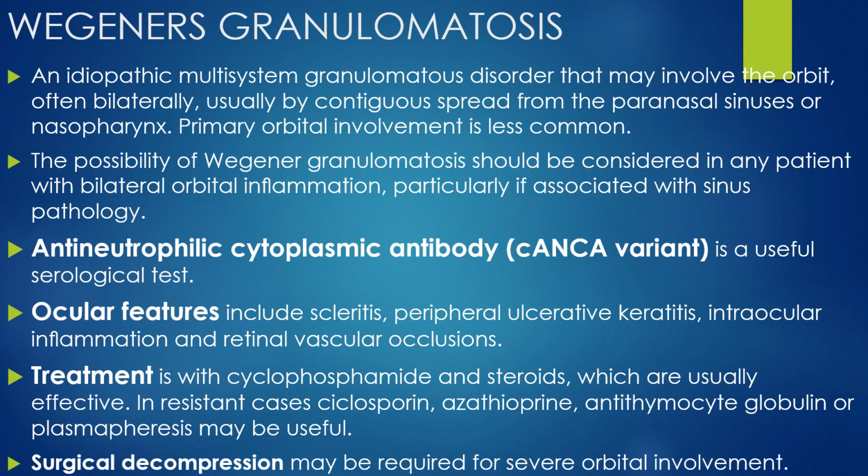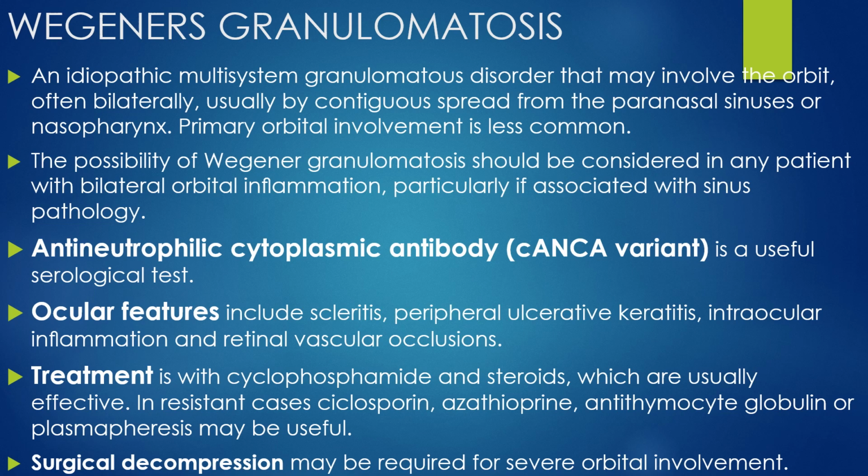Wegener's granulomatosis is an idiopathic multisystem granulomatous disorder that may involve the orbit, often bilaterally, usually by contiguous spread from the paranasal sinuses or nasopharynx. Primary orbital involvement is less common. The possibility of Wegener's granulomatosis should be considered in any patient with bilateral orbital inflammation, particularly if associated with sinus pathology.